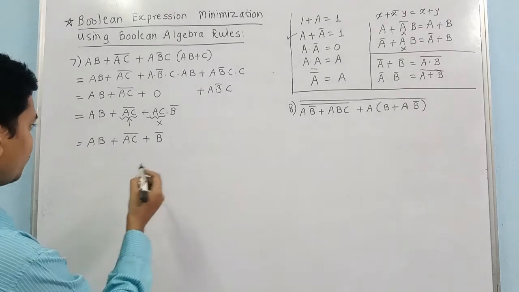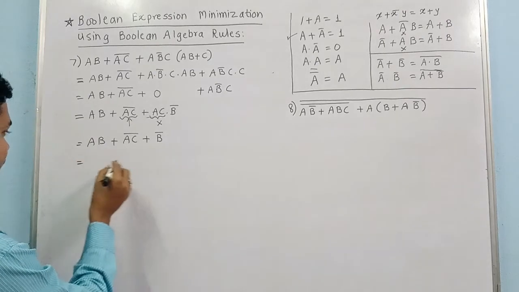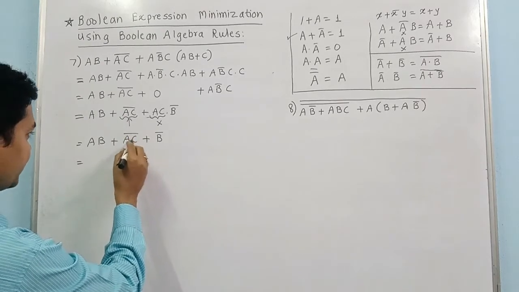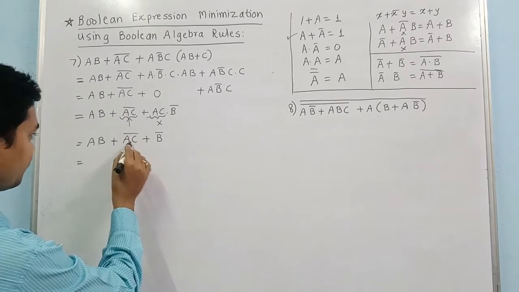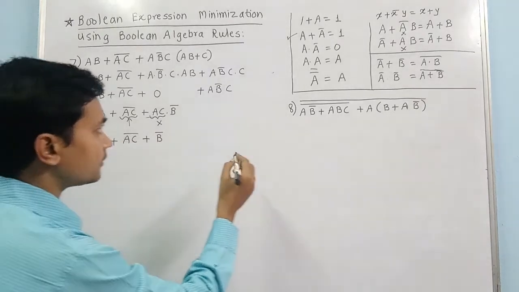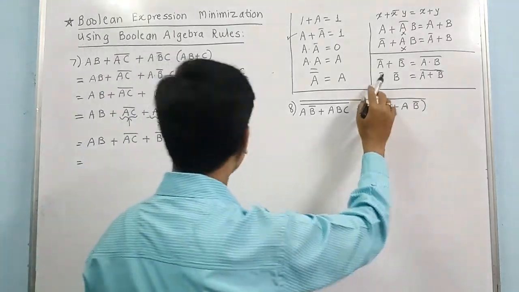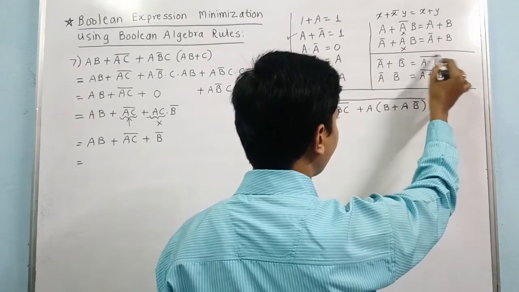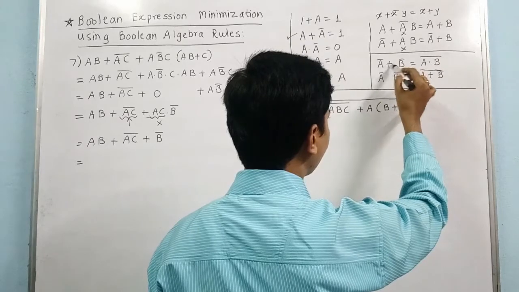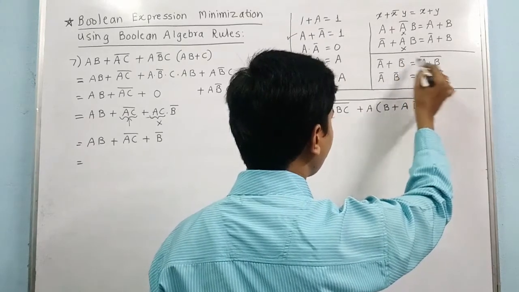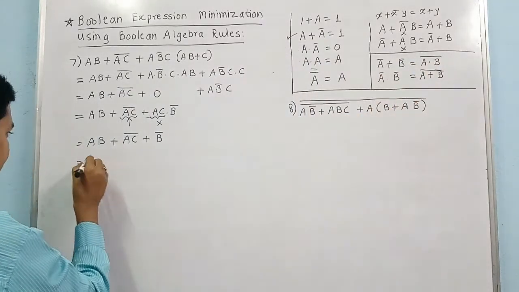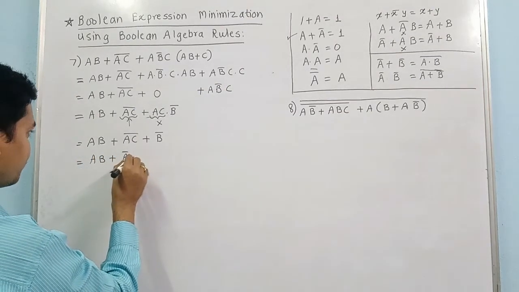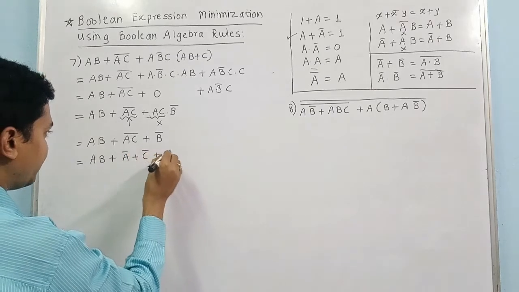So what next? The next term: here a c bar can be divided as a bar plus c bar by De Morgan's law. So a dot b bar, a dot b whole bar can be divided as a bar plus b bar, but here the dot will be converted to plus. So I will write here simply ab plus a bar plus c bar plus b bar.